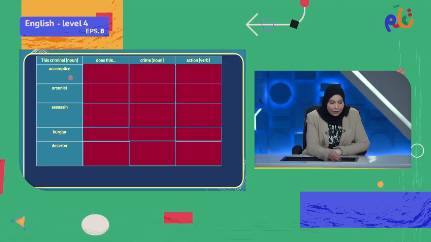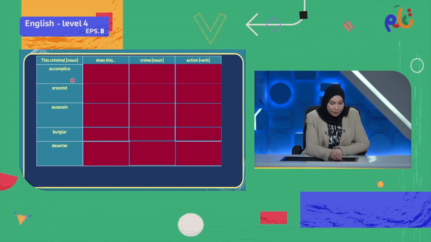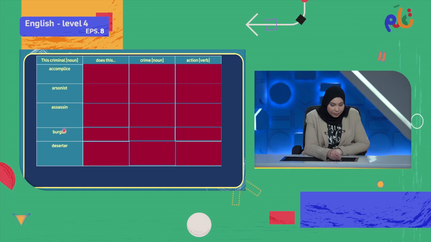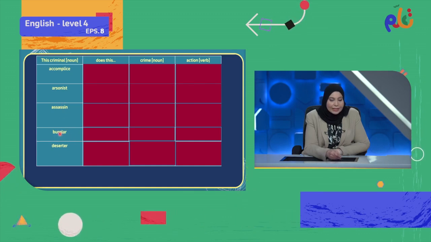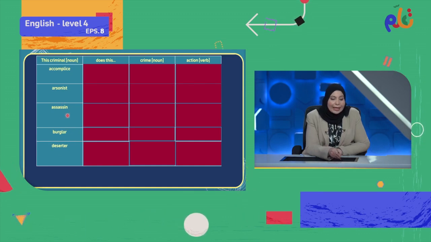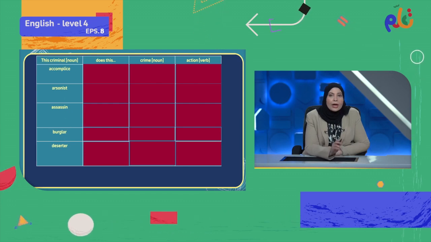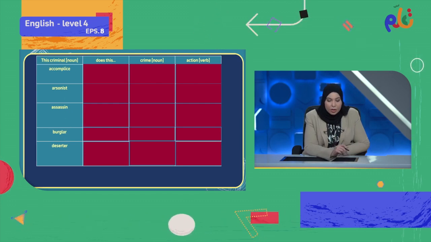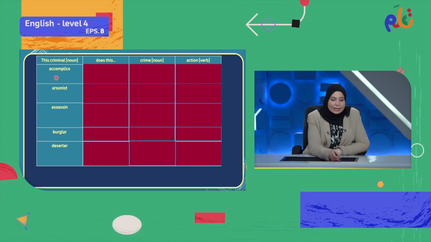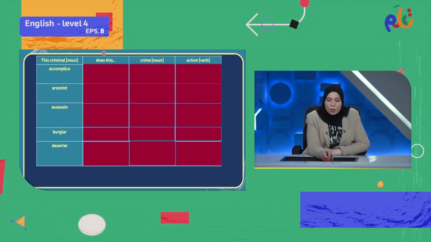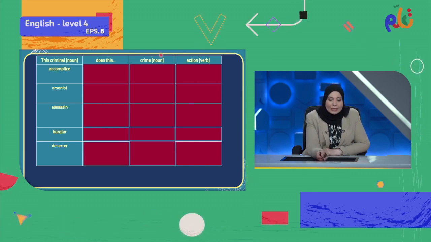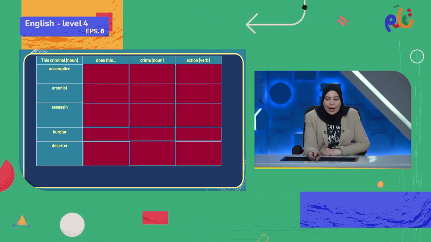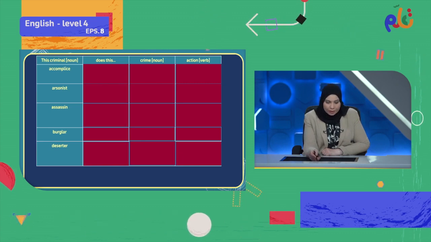So here we have a list of crimes. So we have accomplice, arsonist, assassin, burglar, and deserter. So here, these are the criminals. So this criminal does what? What is the name of the crime and what is the verb for it?